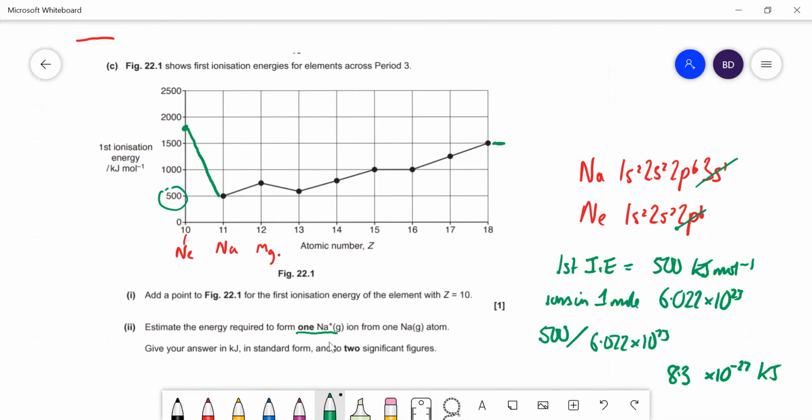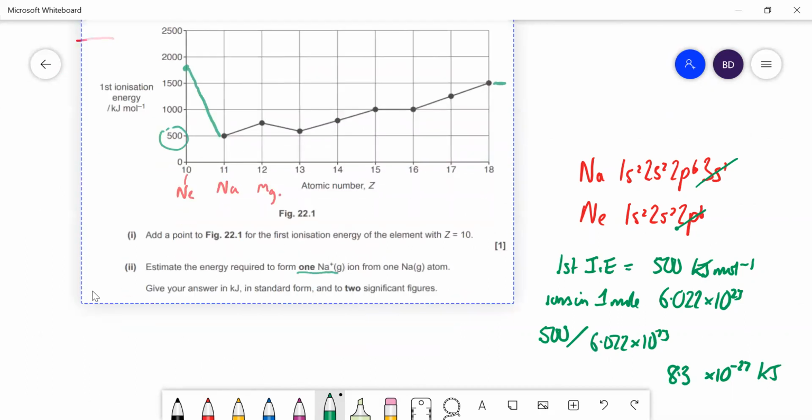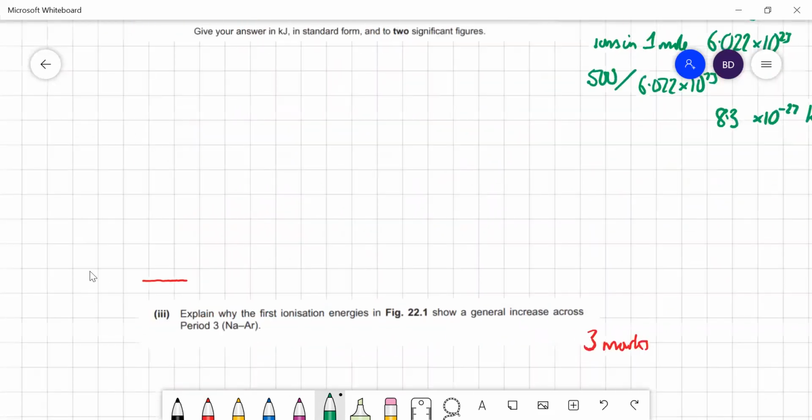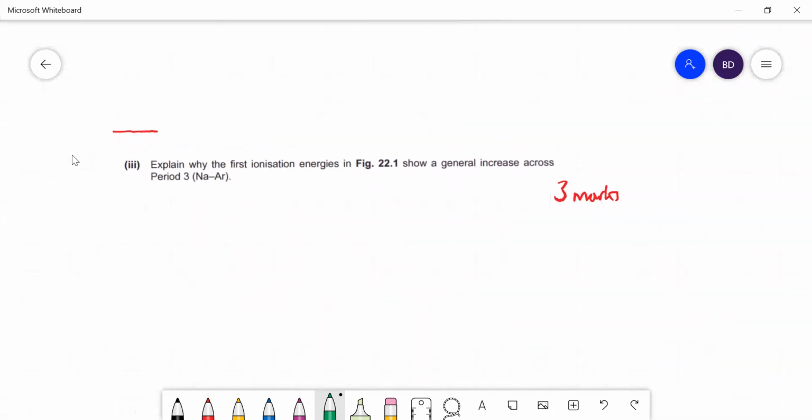Okay, right. Move on to the next question then. Explain why the first ionization energies in the figure show a general increase across period 3, sodium to argon. That's 3 marks for that. So what we can say here is that as you go across from sodium to argon, the nuclear charge increases. So there's greater attraction to the nucleus, but it's only 1 mark. So that's why it gets harder.